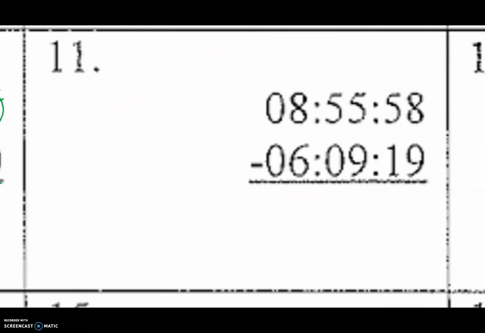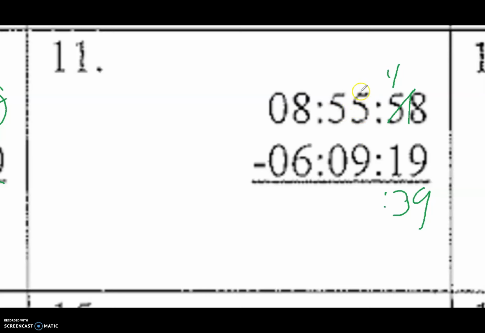Moving over to number 11. All right, this one starts out a little better. 58 minus 19 I can do. So I cross out the 4, I get a 3, 18, 9, 4 minus 1 is 3. There you go, real simple. You know, you could even do this with your phone, all you fancy kids.